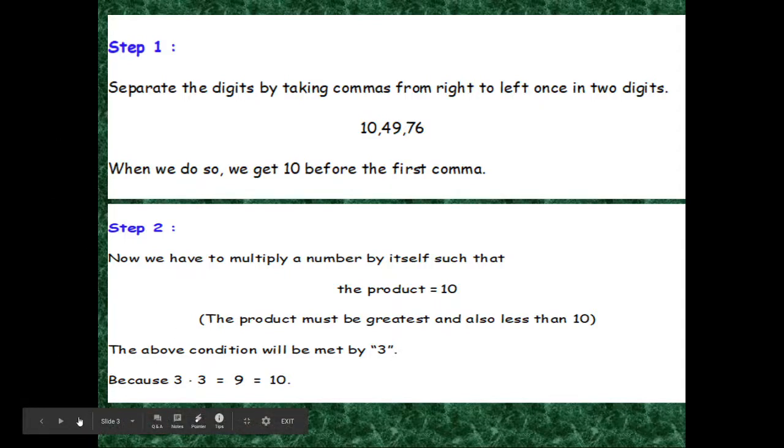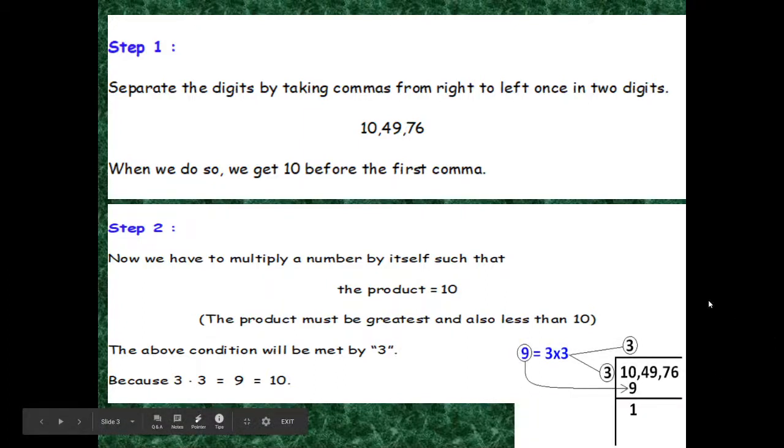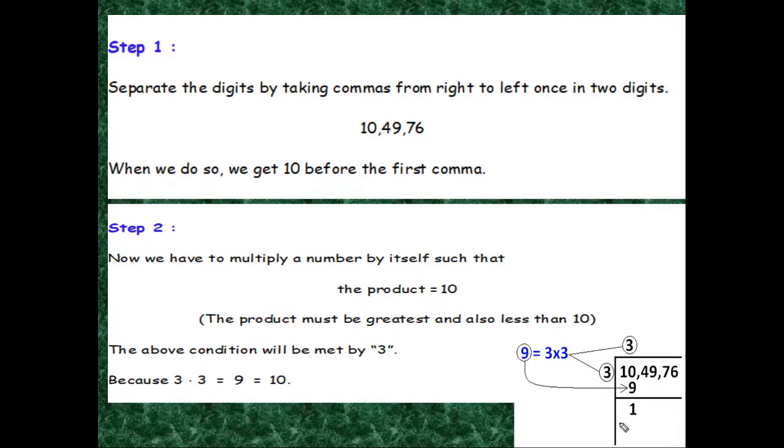Now let's look at the next step. Before that, let us look at this diagram. How do we do the long division method? It is similar to the prime factorization method. You can just put a bar and a column like this and write the numbers on the top. After we have multiplied 3 into 3, we get 9, right? So we need to subtract it. 10 minus 9 is 1.